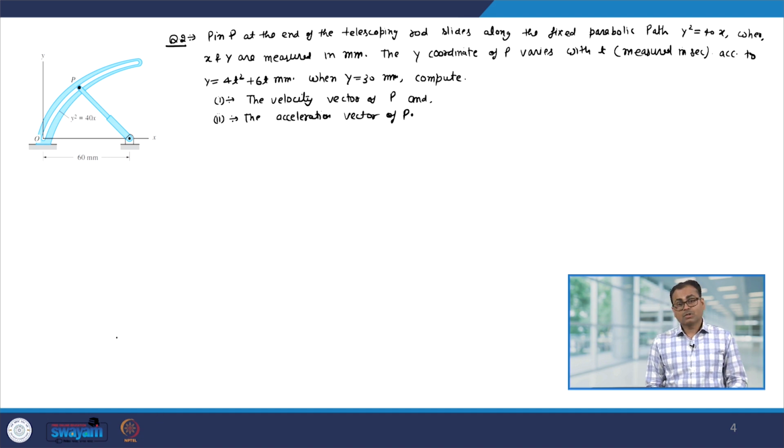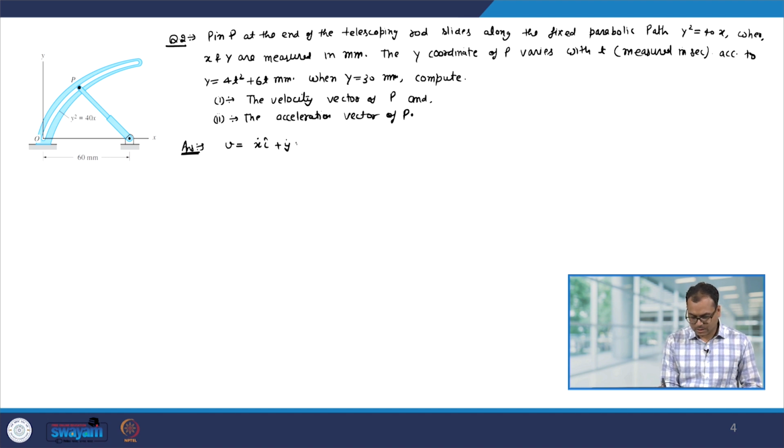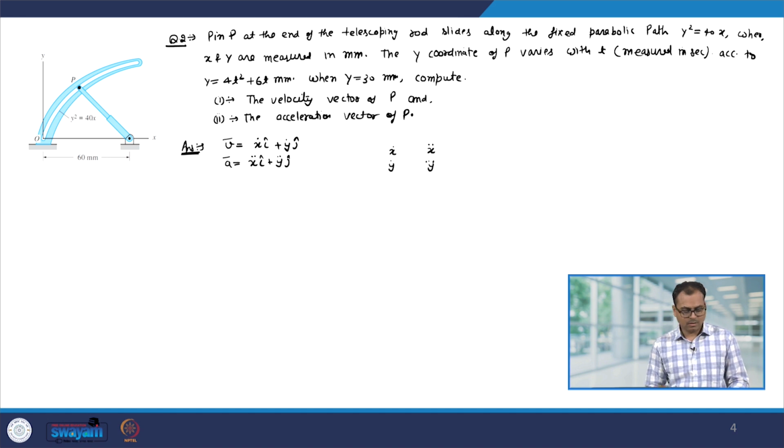Okay. So, again in this problem you can identify that the problem can be solved easily in the Cartesian coordinate, because the relation between x and y is given. So, we know that in Cartesian coordinate the velocity v is x dot i plus y dot j, and the acceleration a is x double dot i plus y double dot j. Therefore, to find out the velocity and acceleration, we should know what is x dot, x double dot, y dot and y double dot. Okay. So, let us see the information that is given in the question.